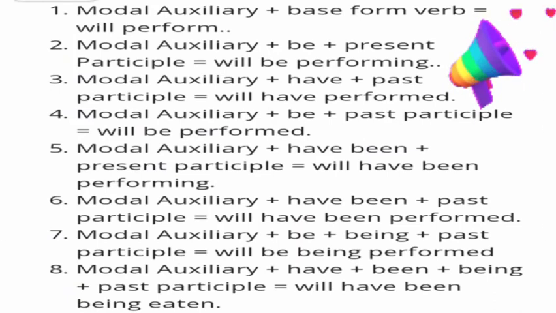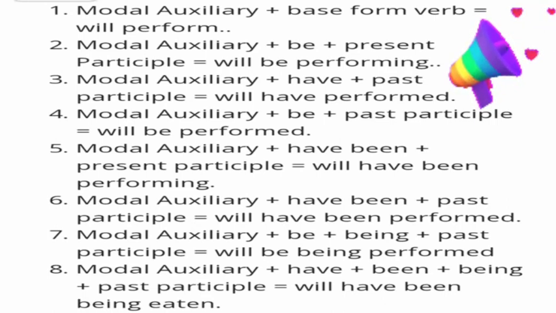There are some sentence structures in which we can use modal verbs. First is the one which I have already discussed with you: we use modal verbs plus the base form of the verb, or the first form of the verb, such as will, can, could. In the second sentence structure, modal auxiliary verb plus be plus present participle, like will be performing. It is the future continuous tense. Modal auxiliary plus have plus past participle, will have performed.